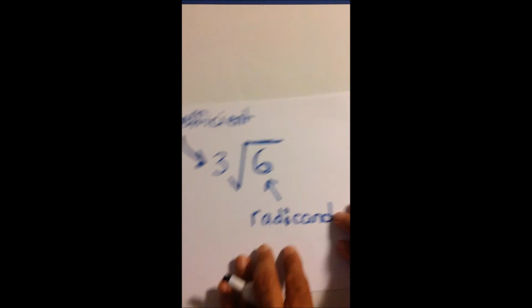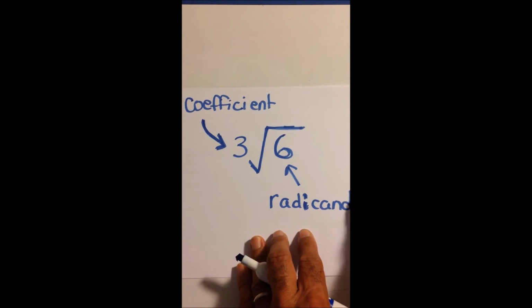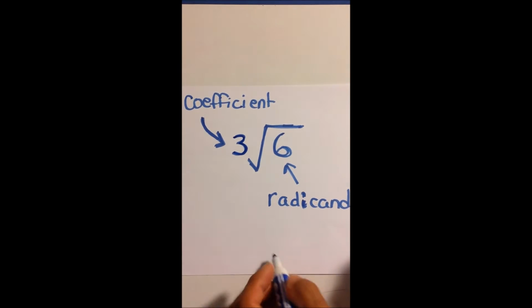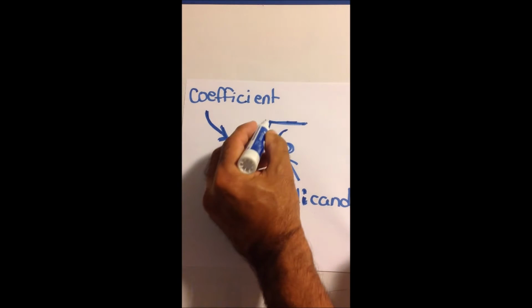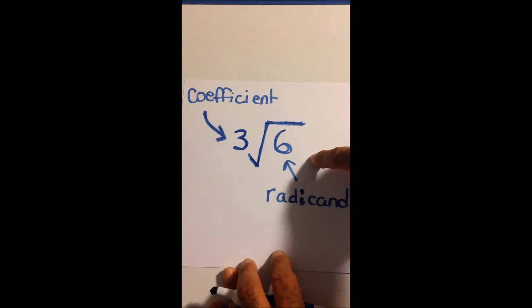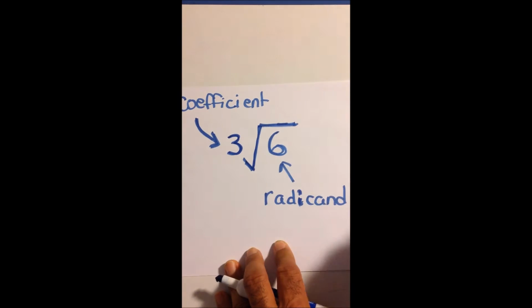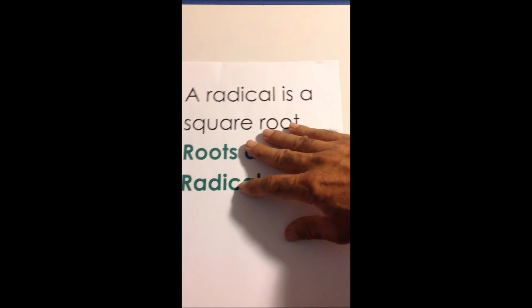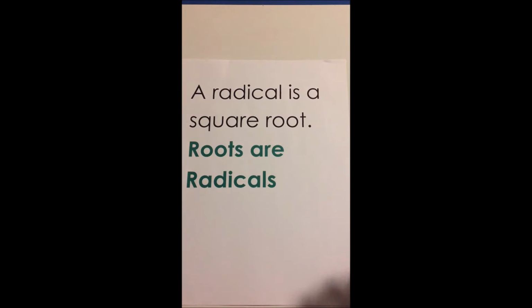Okay, so remember from the last video, we had the coefficient, which was outside, just like with linear equations, and the radicand is the number inside the square root. So that's the terminology. And as we remember, a radical is a square root, and roots are radicals.